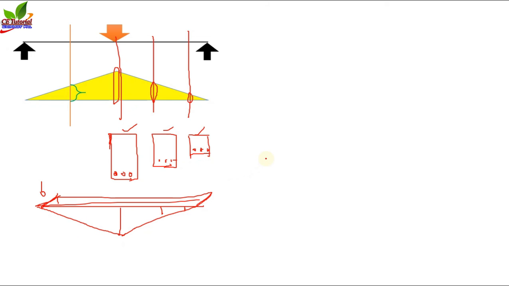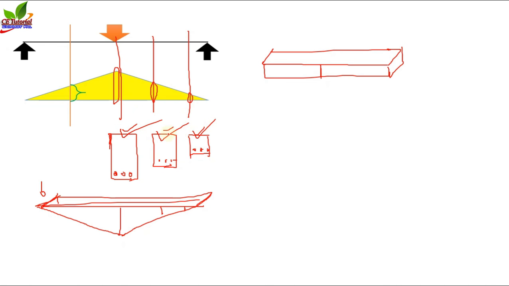all structures, all beams or all columns are purely rectangular. Okay, so this is the width of the beam, this is the depth of the beam. Okay, that means throughout the length of the beam, the depth is constant, and theoretically you can see that the depth of the beam is varying. Okay, now how is it possible?